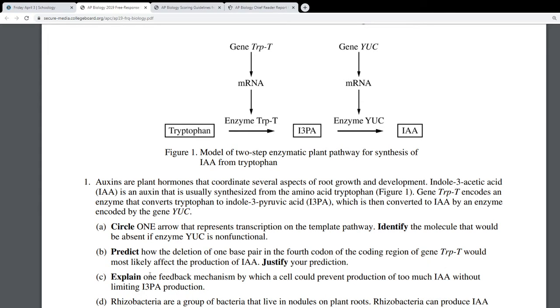Now, can you put in anything about that or anything additional that could work without limiting the I3PA production? So I3PA, our intermediary here in the middle, still getting made at the full rate, but our IAA isn't. One possibility would be that our I3PA is going to act as what?